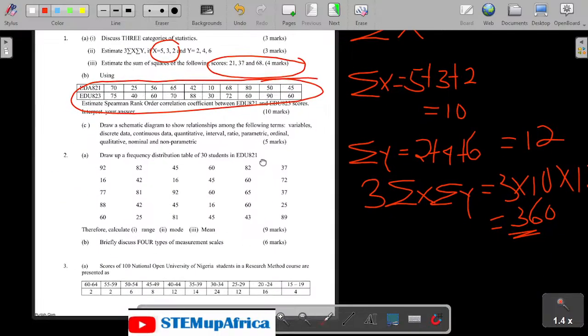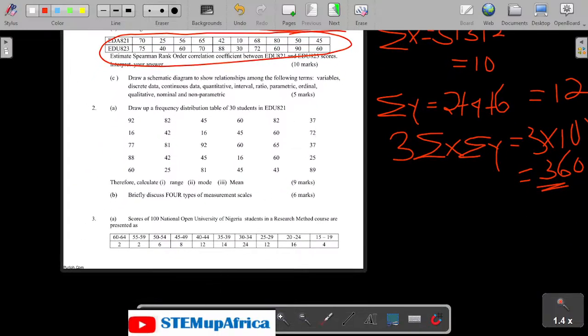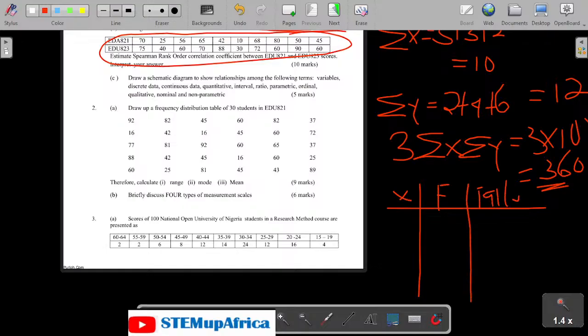Question 2. It said, draw a frequency table for 30 students in Edu 821. Calculate the range, the mode, and the mean. So draw a frequency table. Now they didn't give us any class interval. This question that person was asking the other time. They didn't give us a class interval. So in this case, you don't need to create a class interval. You just draw the table directly. Just say this is X, this is Y. You can put your tally also.